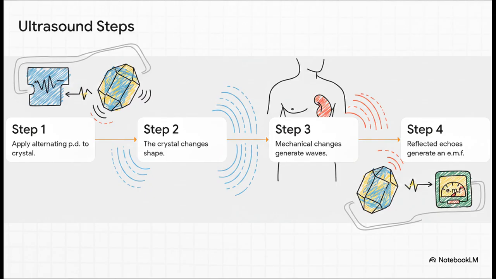In step 4, when those sound waves bounce off internal organs and come back as echoes, they mechanically compress that exact same crystal. This generates an electromotive force, an EMF, that our machines can instantly read. It's doing double duty. It's both the speaker and the microphone.